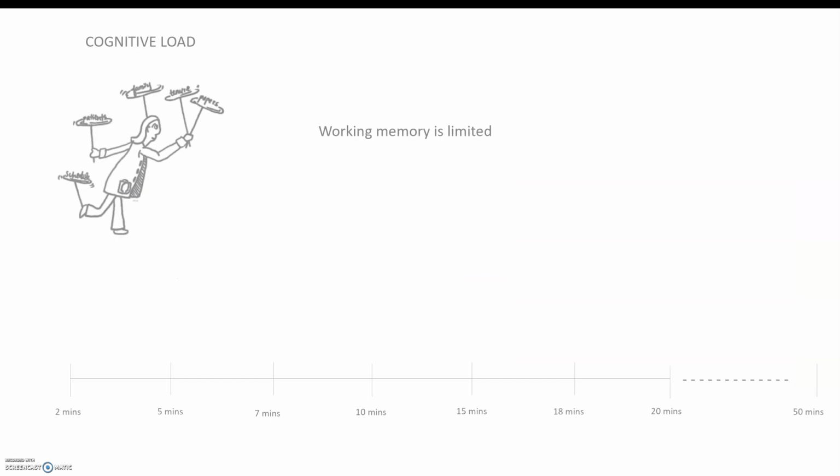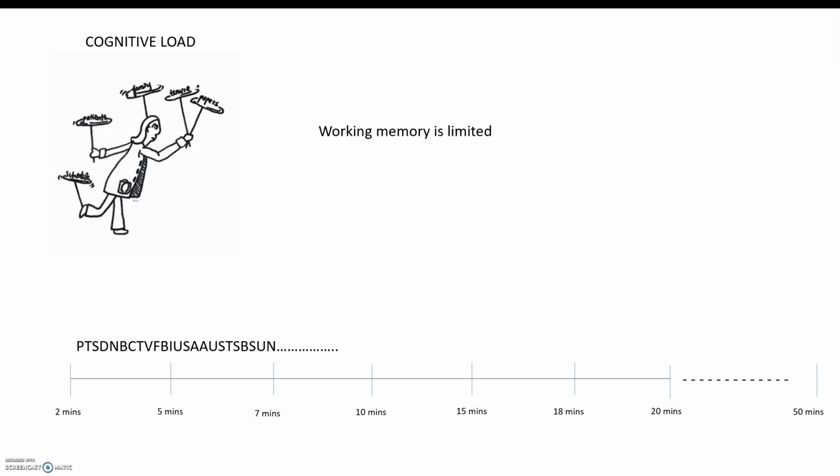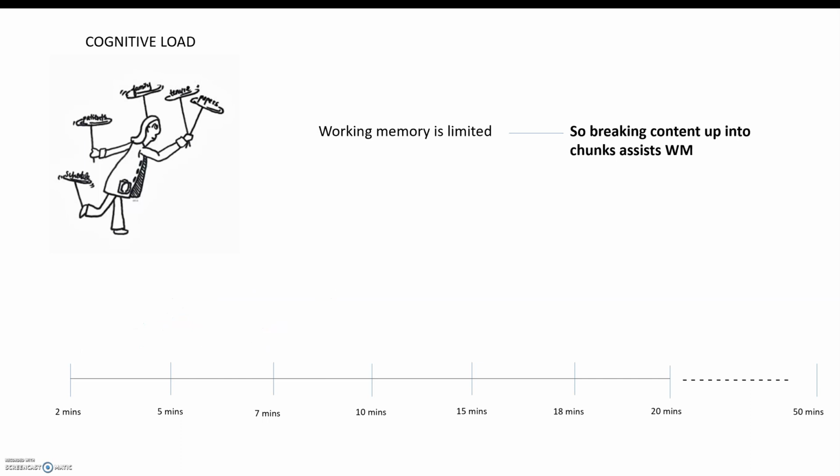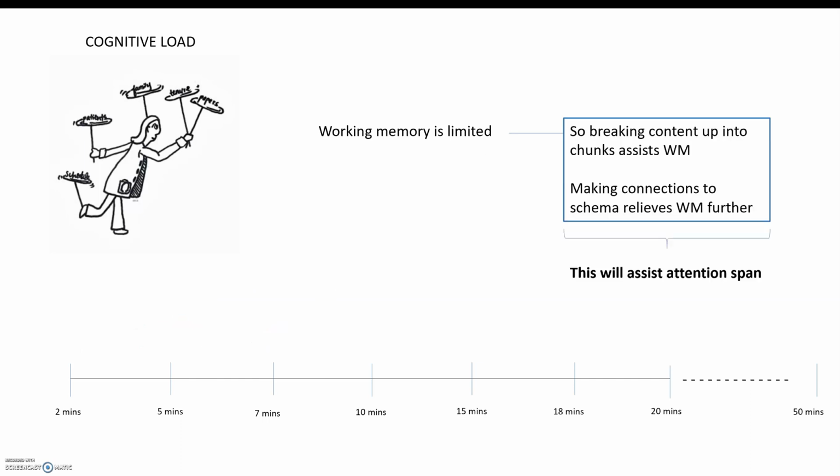Let's illustrate this further. Consider this fairly extreme example of how easily working memory can be overloaded. Trying to process these letters becomes increasingly harder the more letters that are presented. But if we chunk the content, it becomes easier because now we see each letter as a combination, as one item. If we try to connect the content to what we already know, we free working memory space again as the number of items to process seems to be reduced. So, breaking content up into chunks assists working memory, and making connections to schema relieves working memory further. Both of these will assist attention span.